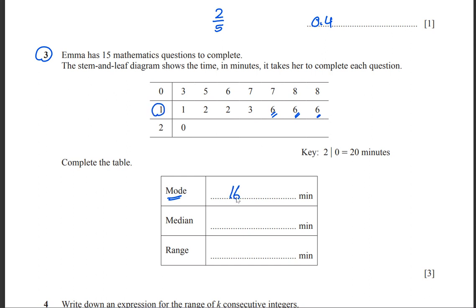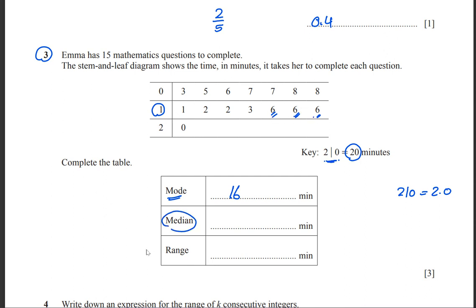But take care of something. Here you should look at the key. 2|0 means 20, because sometimes it is written, for example, like this, meaning 2.0, not 20. So you should check the key directly. Okay, so the mode here is the most repeated, which is 666, which is 16.